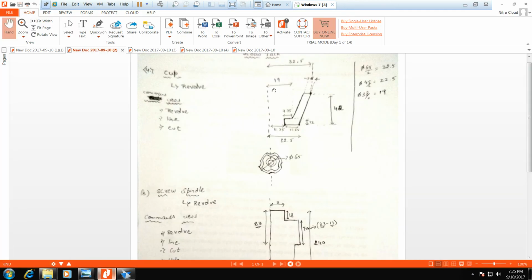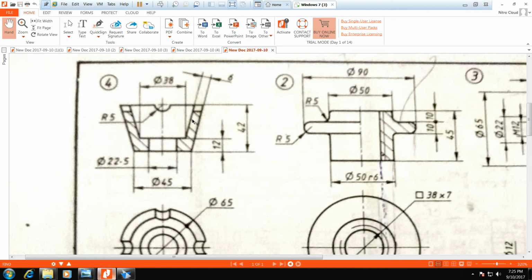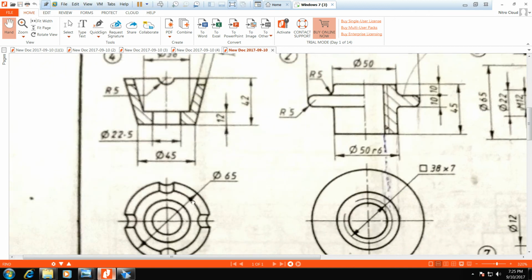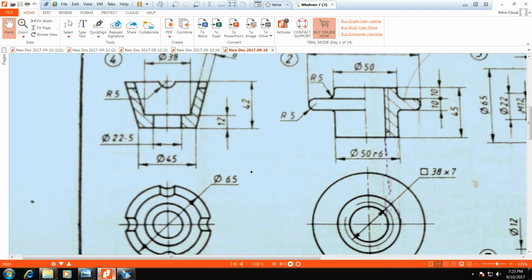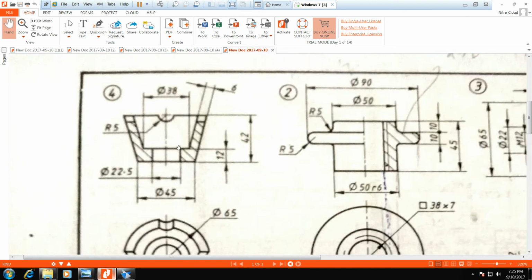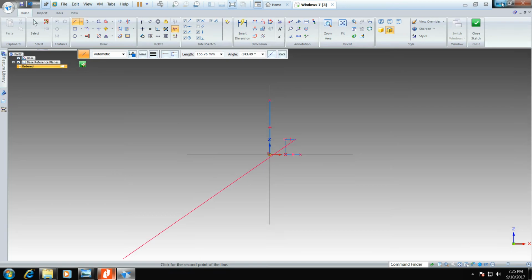Then from the drawing, see in the top view they have given the dia 65. The external dia of the cup is 65. So from this point to this point it is 65, means external dia. So this point will be half of 65, that is 32.5. This point from the center of the axis will be 32.5, means overall from this point to this point it is 65. So take a line command. From this point it is 32.5. Then join this line.